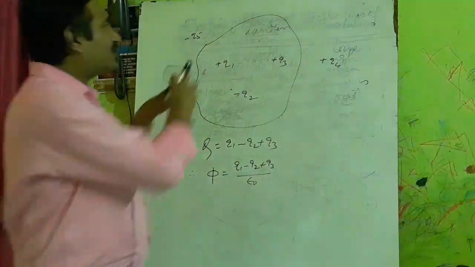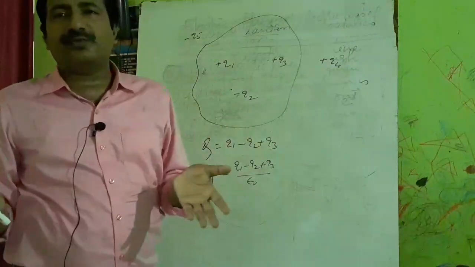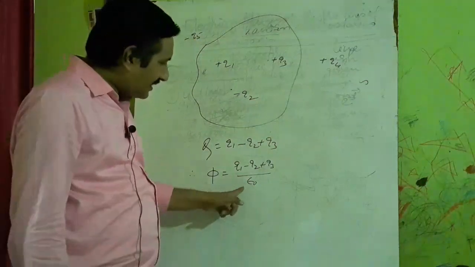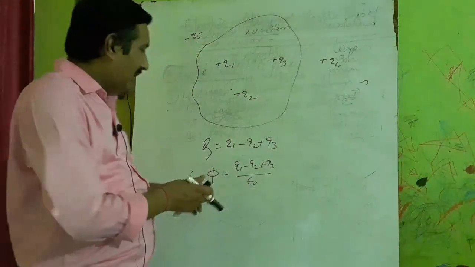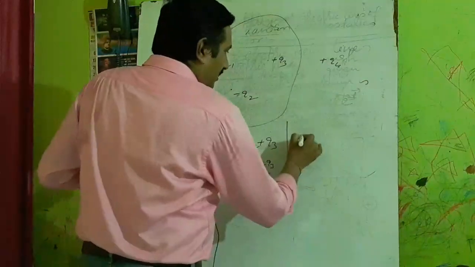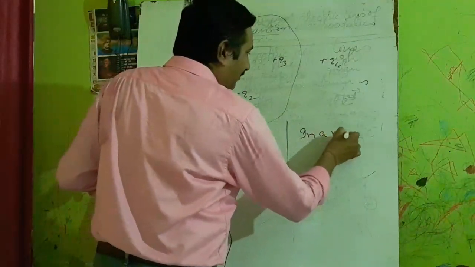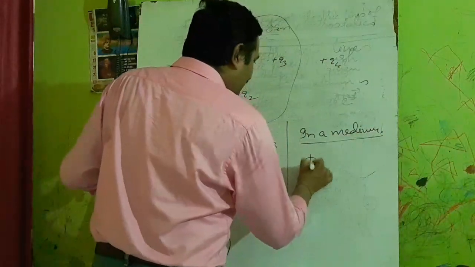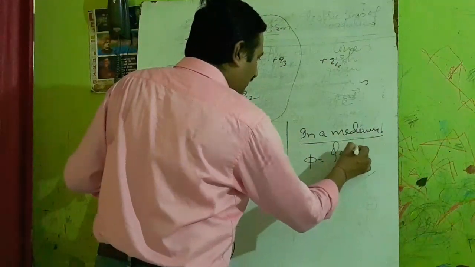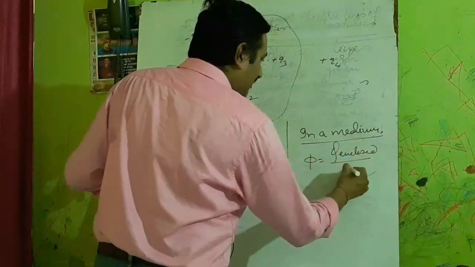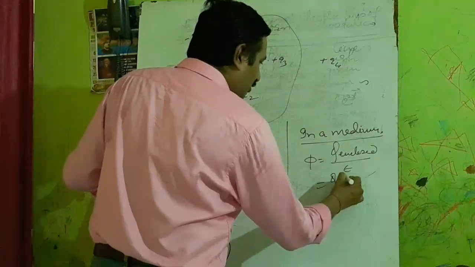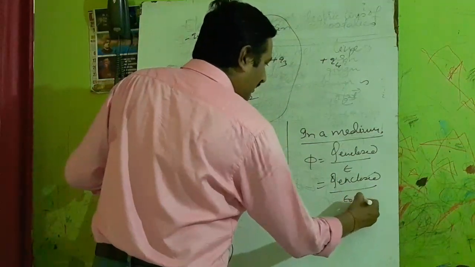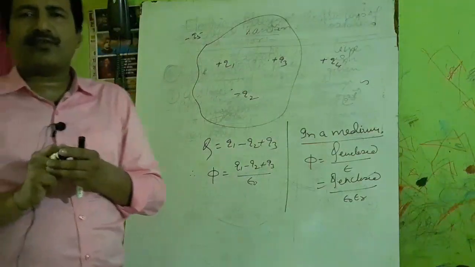Now suppose there is no free space. There is no vacuum, there is no air. There is some other medium. Then what will happen? Then this epsilon naught will be changed to epsilon. Means in a medium, φ will be equal to Q enclosed by epsilon. We can also write it as Q enclosed by epsilon naught epsilon r. So this is the statement of Gauss law.